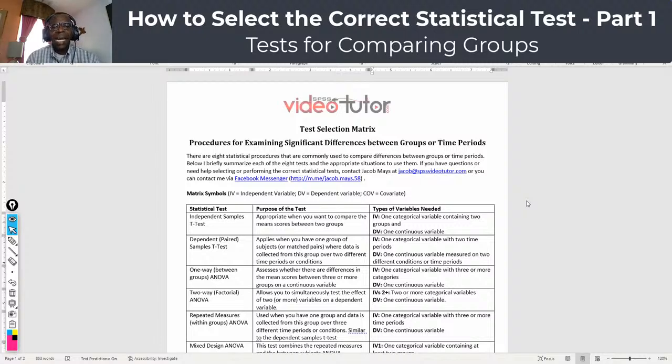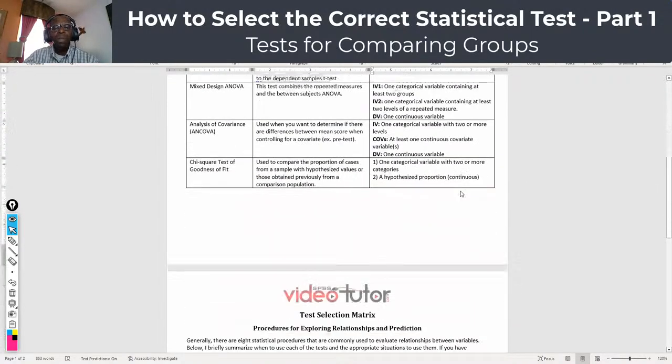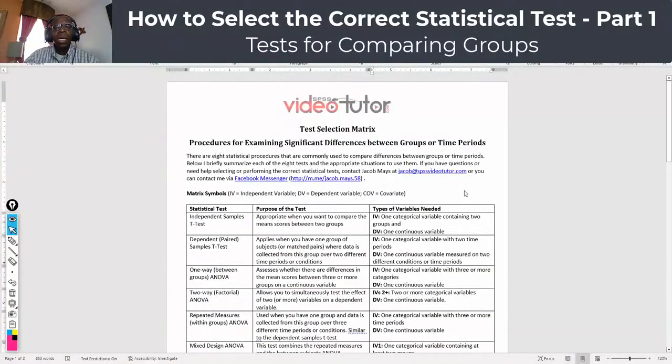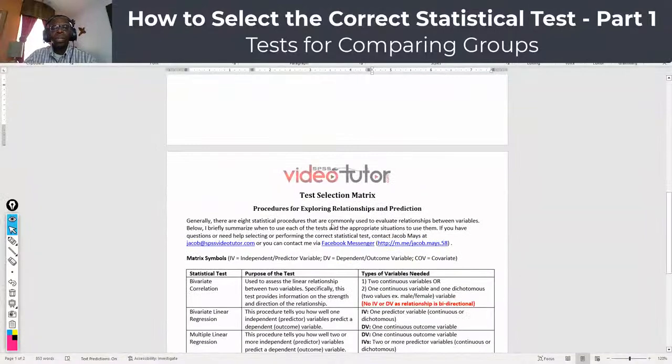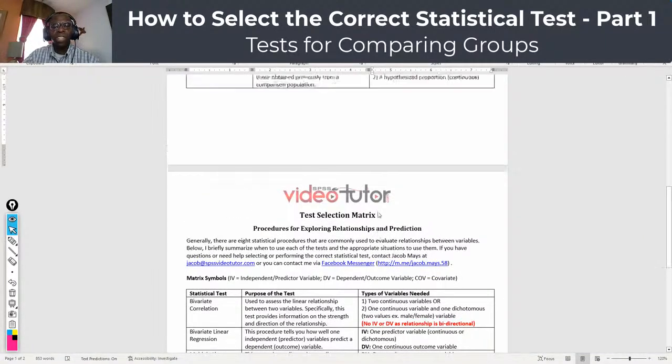And today I'm going to show you how to select the correct statistical tests when comparing groups or time periods. I've developed this test selection matrix that contains the most popular statistical tests used for comparing groups and time periods and also for exploring relationships and prediction.